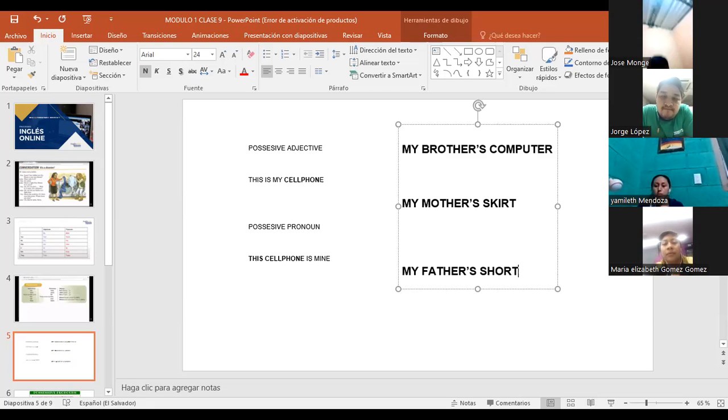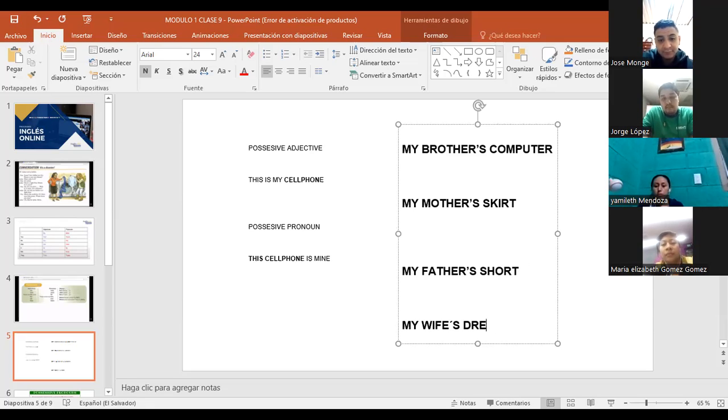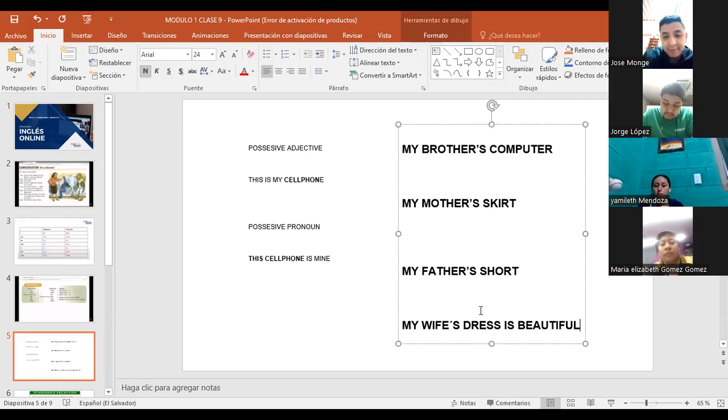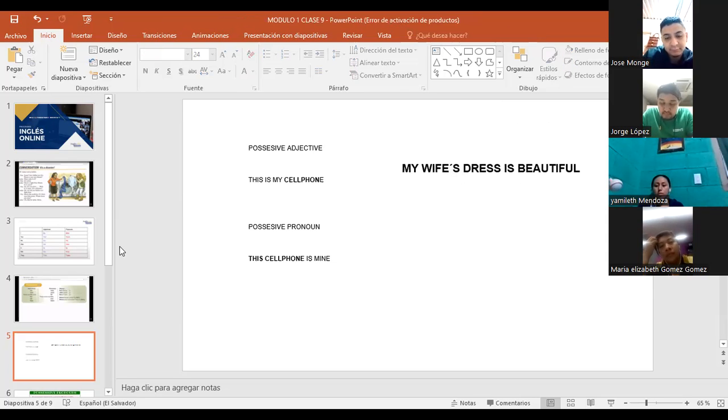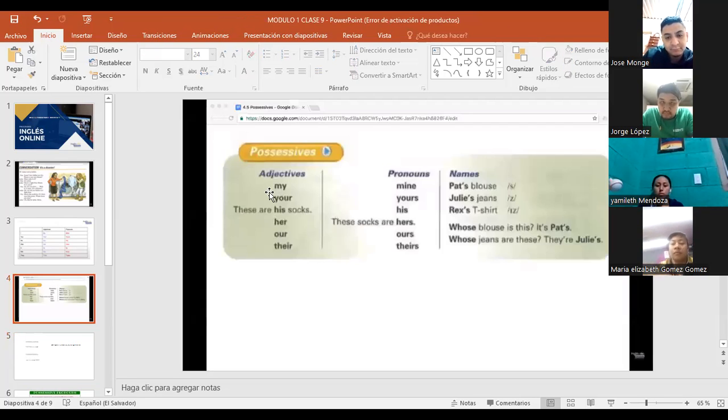Por ejemplo, yo digo, my wife's dress is beautiful. Okay. ¿Cómo lo leerían, chicos, esta oración? El vestido de mi esposa es hermoso o lindo. Perfect. Very nice, Jose. Perfect. Yeah, guys. So that's the way we use this one, okay? Esa es la forma en la que utilizamos esto, okay? So you see this one.